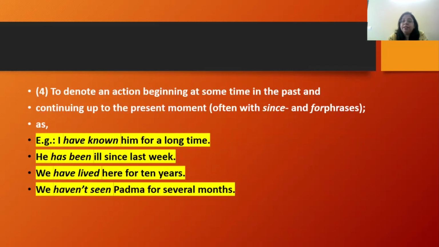Another case when we can use present perfect tense is to denote an action beginning at some time in the past and continuing to the present moment, often with since and for phrases. For example, I have known him for a long time. He has been ill since last week. We have lived here for 10 years and we haven't seen Padma for several months. So in all these sentences, the action began at some time in the past and is still continuing at the present moment.